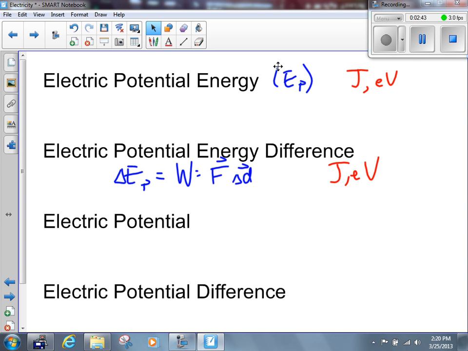Now electric potential. This one's a little bit confusing. Words almost exactly the same, or the terms almost exactly the same as the first one, but the meaning is a little bit different. Potential energy is the energy stored in the system. Potential is the energy stored per unit charge, per coulomb of charge.